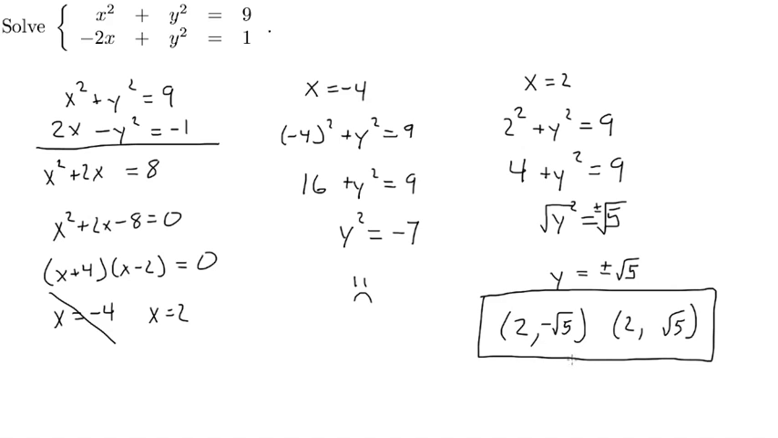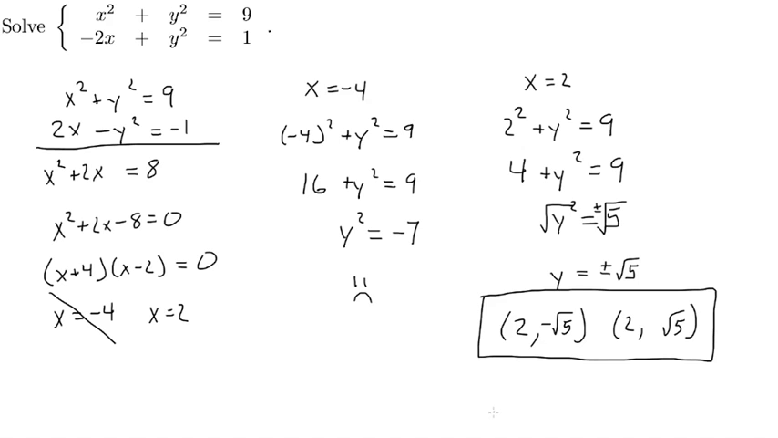Now if you wrote this on the drill quiz as 2 comma plus or minus square root of 5, I would accept that. That's perfectly fine, but I prefer to write it like this just to emphasize that we have two different values here. 2 comma negative square root of 5 is one solution. 2 comma positive square root of 5 is a completely separate solution. So we'll take another look at a nonlinear system next.